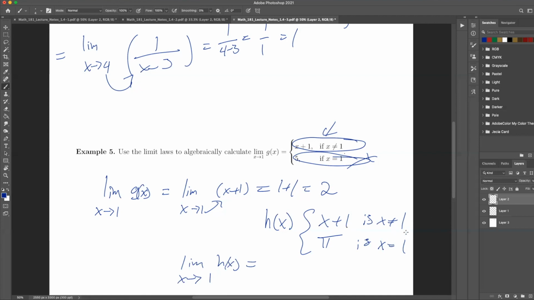We have a vote for pi. We have a vote for anything else? Do we care what the actual value is? No, we don't care what the actual value is. We just care what it looks like arbitrarily close to it. And so here, once again, this follows the same thing, and this ends up being 2.